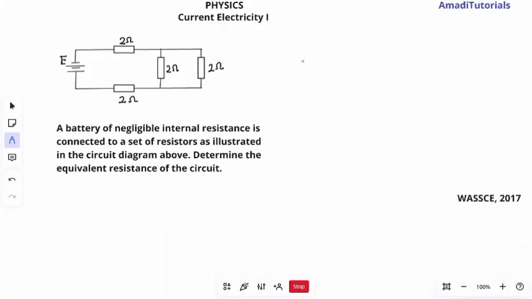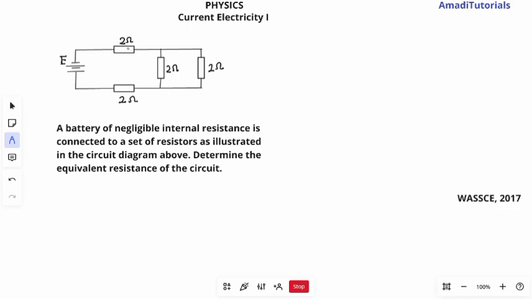This 2017 question on circuit diagram, current electricity, says a battery of negligible internal resistance is connected to a set of resistors as illustrated in the circuit diagram above. Determine the equivalent resistance of the circuit. So we are to determine the equivalent resistance of this circuit.